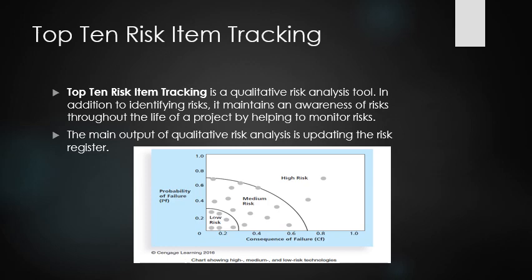The main output of qualitative risk analysis is updating the risk register. The ranking column of the risk register should be filled in along with a numeric value of ranking or high, medium, or low for the probability and impact of the risk event.